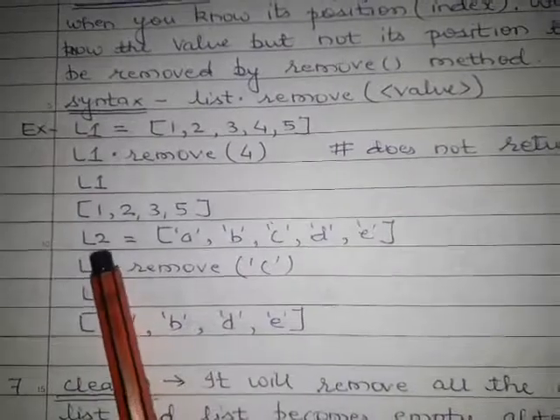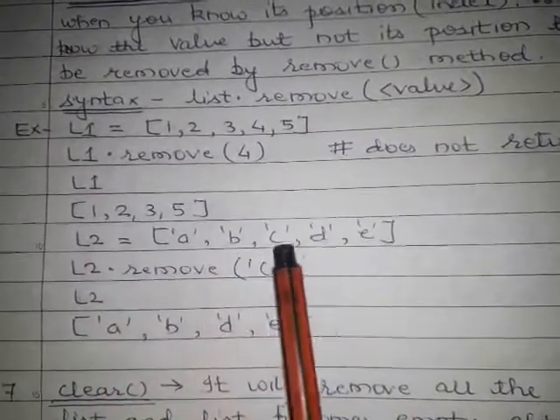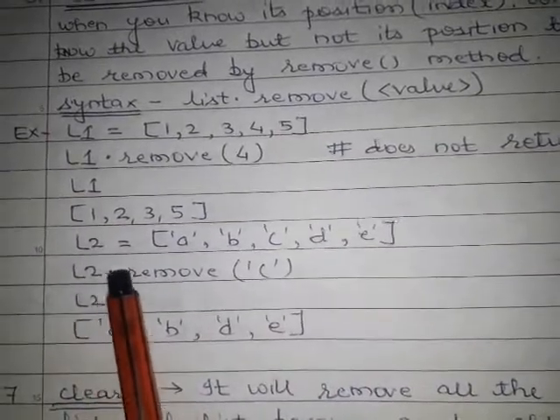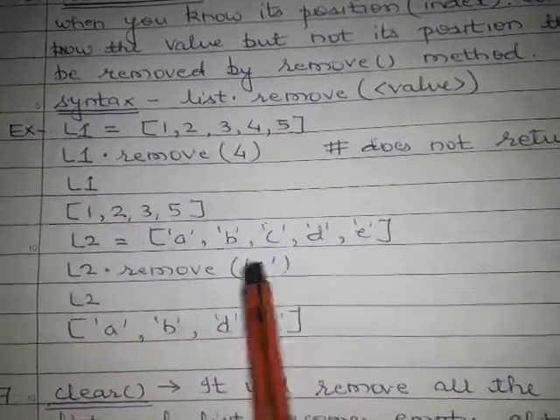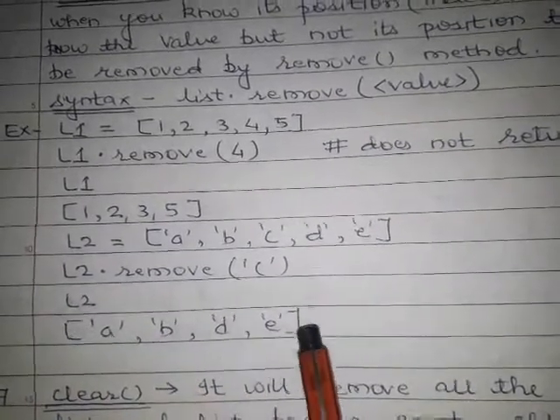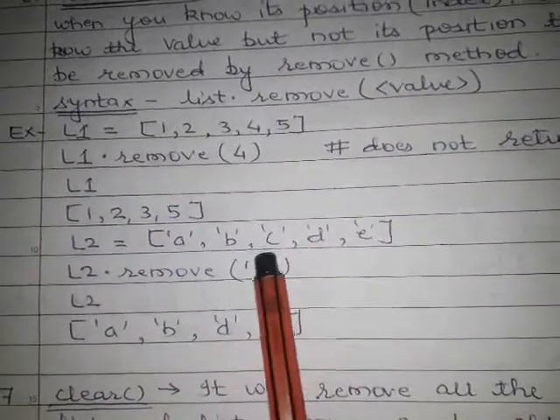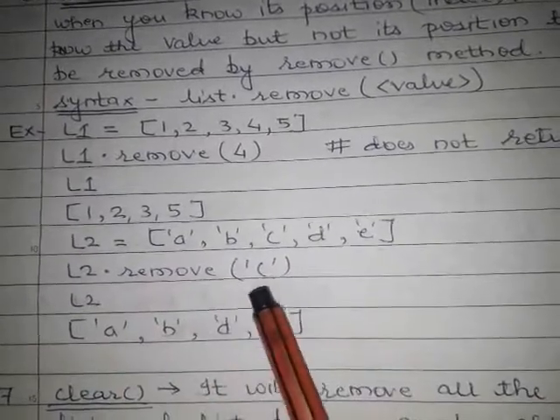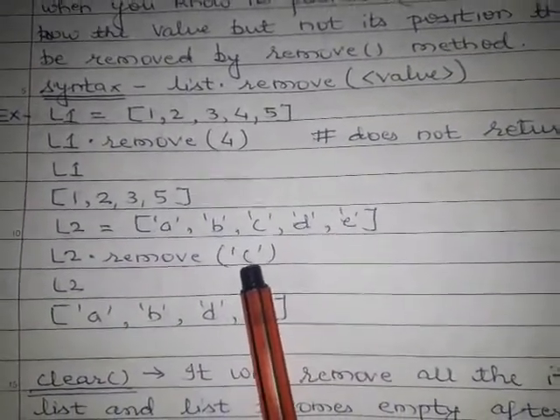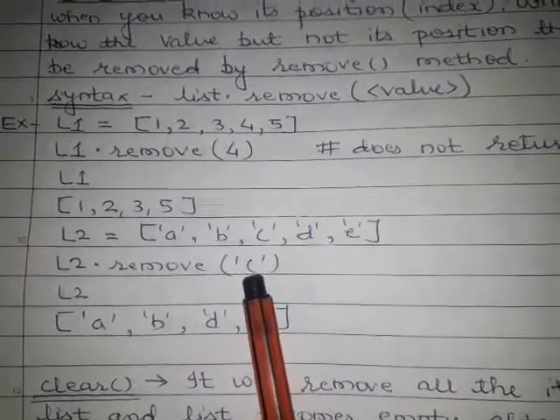Second example, L2 equals A, B, C, D, E. These are character values. Now I want to remove C: L2.remove('C'). After removing C, L2 equals A, B, D, E. C is removed from here. So you are removing items by knowing their value, not by their index or position, while pop removes the item by position, not by value.